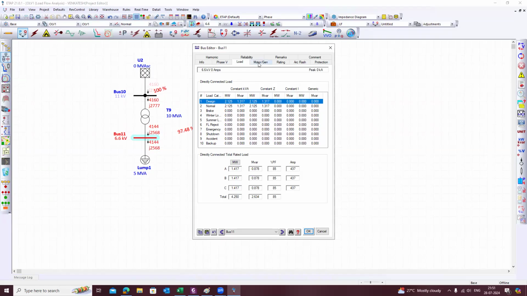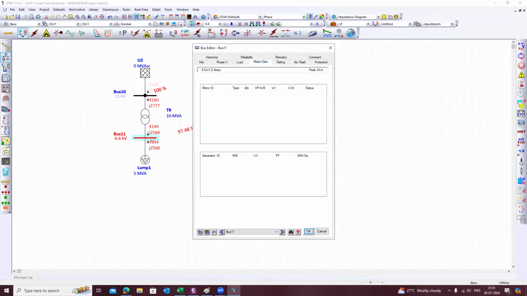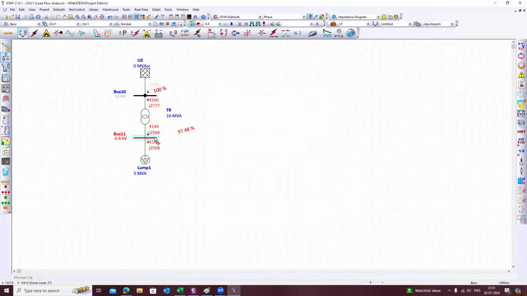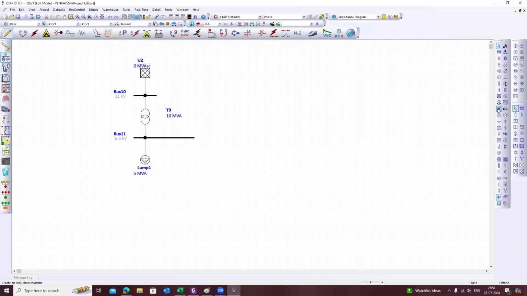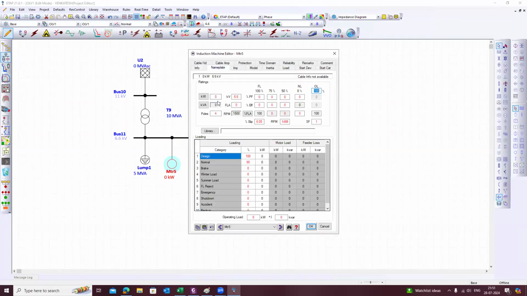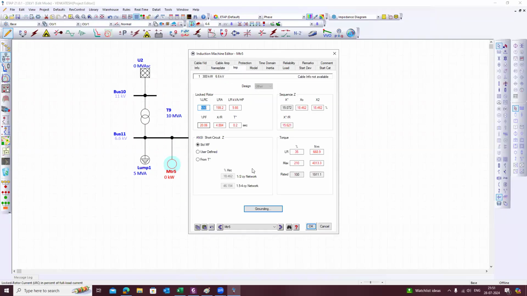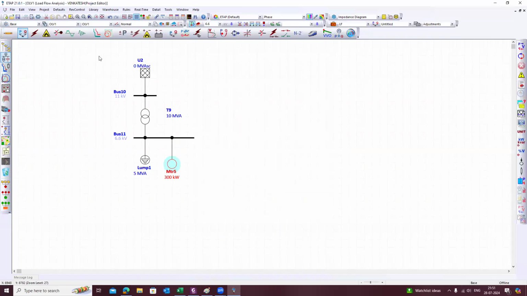What is the motor generator? Here, if you connect any motors to this bus, that will be updated here. Suppose I connect a motor here, let's say a 300 kilowatt motor, for example. And run the load flow here.